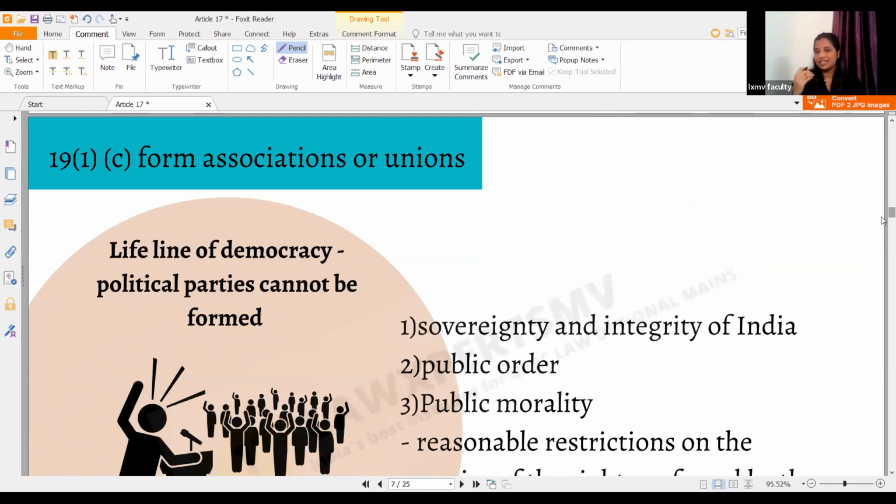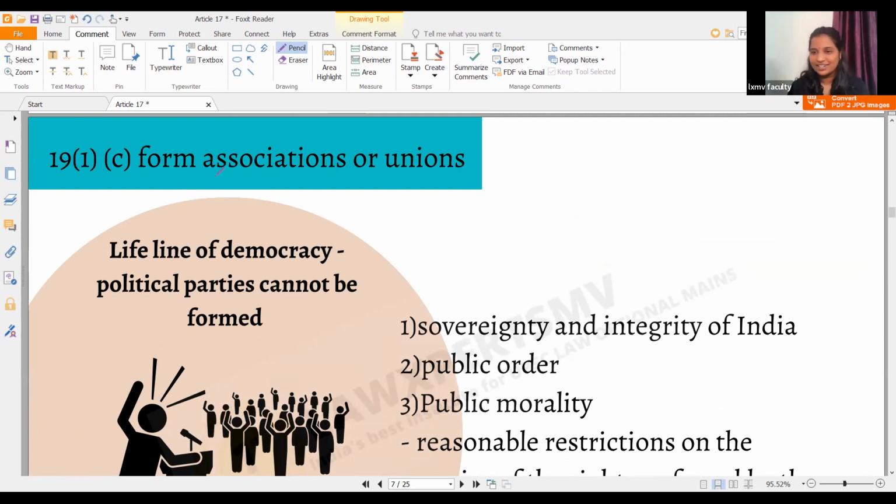Then we have the second freedom. This freedom is also closely related to assembly. Once you assemble, you don't stay quiet, right? You have some 20 people here, I see 22 people here. You must be talking among yourselves, right? Maybe there is a private chat group also. I don't know.